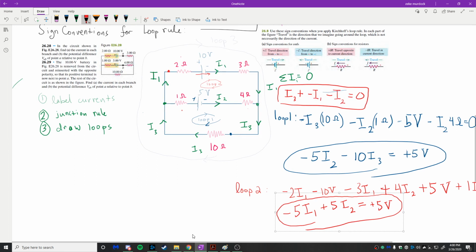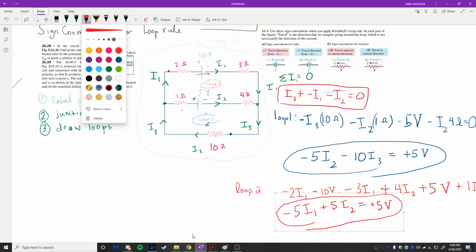What color do you use for loop 3? Is like lavender. The one I used?